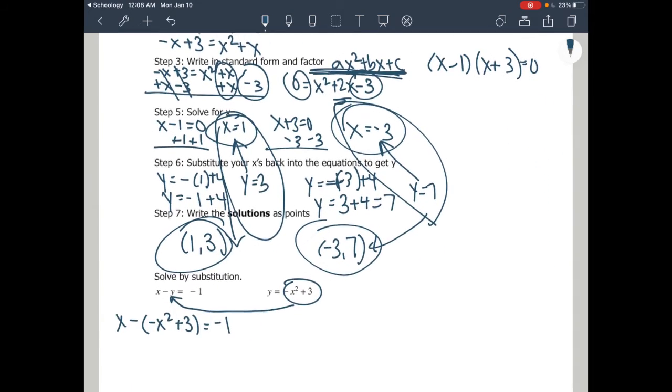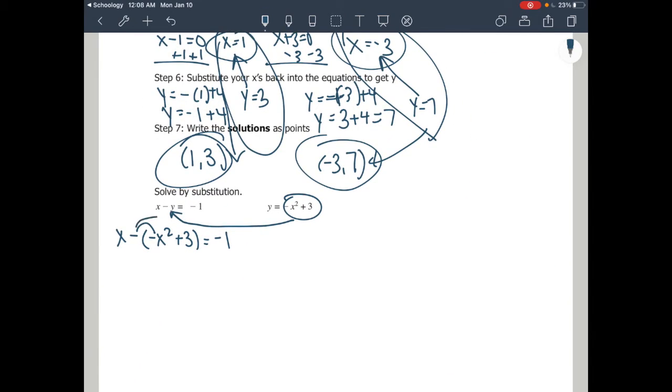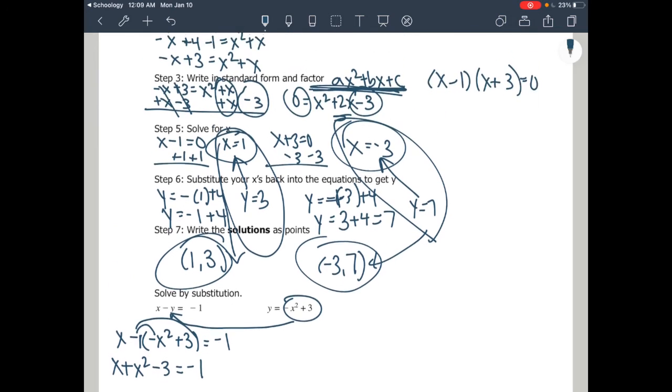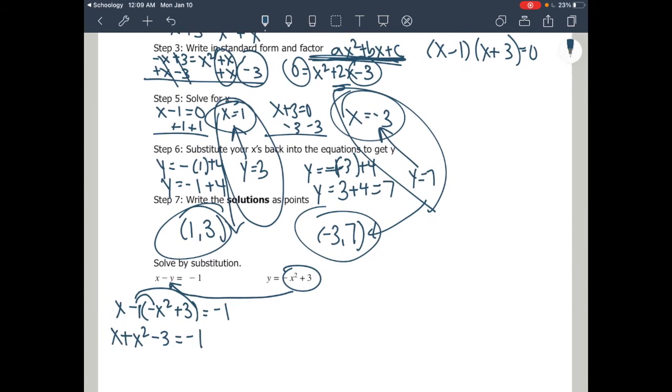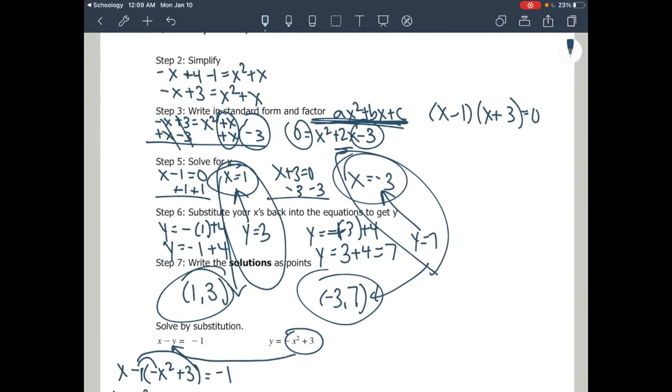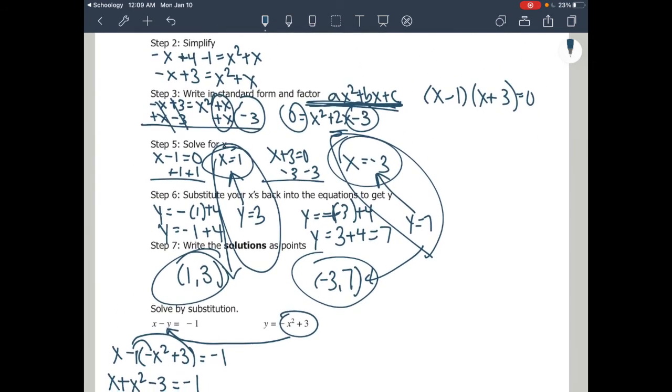And then step 2 is to simplify. So we're going to distribute that negative. Remember, it's distributing the negative 1. X plus x squared, and then negative 1 times positive 3 is negative 3 equals negative 1. So then the next step is see if we can simplify anymore. We cannot. The next step is to write in standard form and factor.